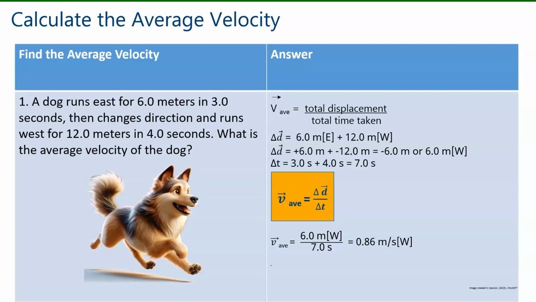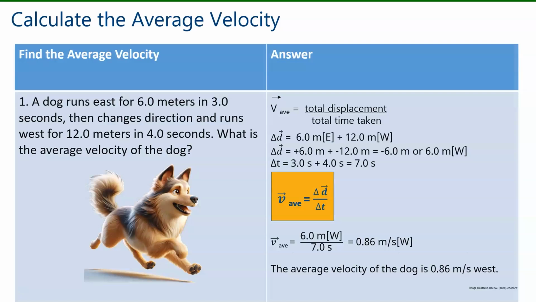Remember that velocity is a vector quantity, so we need to include both magnitude and direction. Also remember our significant figures. In our problem, our numerator and denominator both have two significant figures, so our answer has two significant figures. The average velocity of the dog then is 0.86 meters per second west.